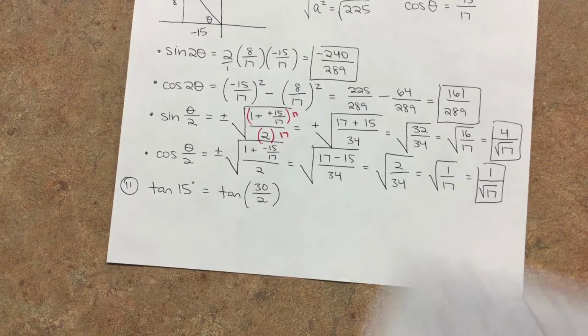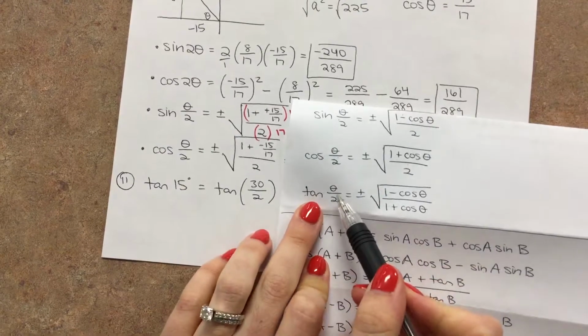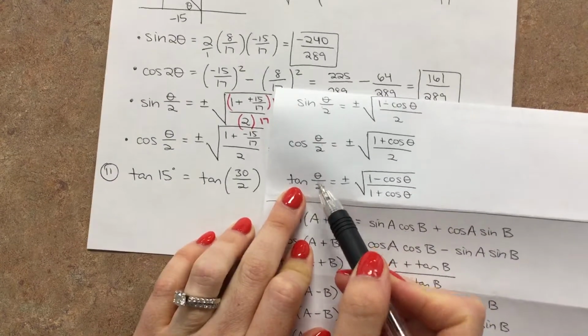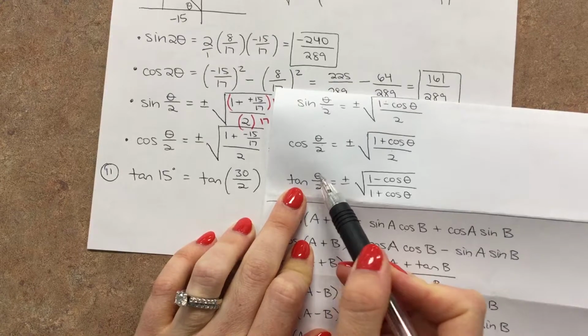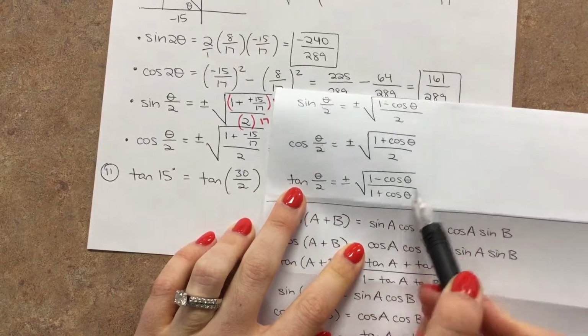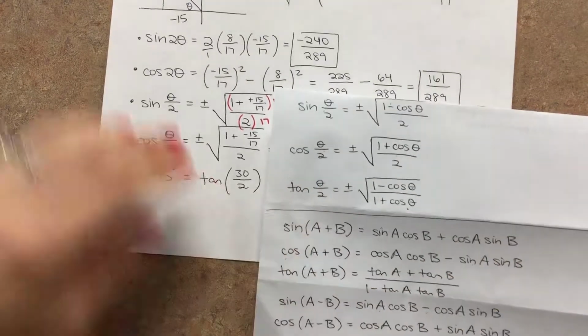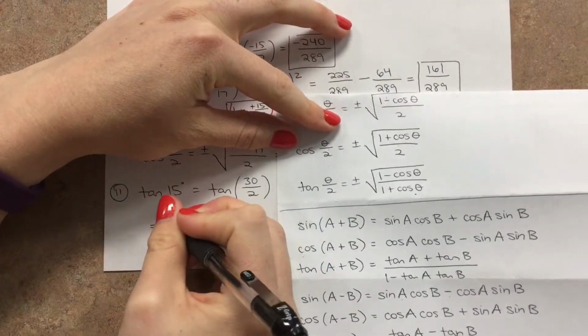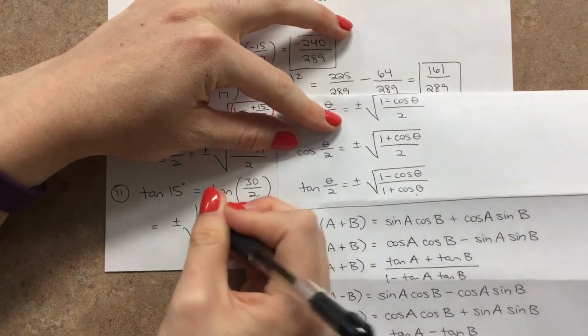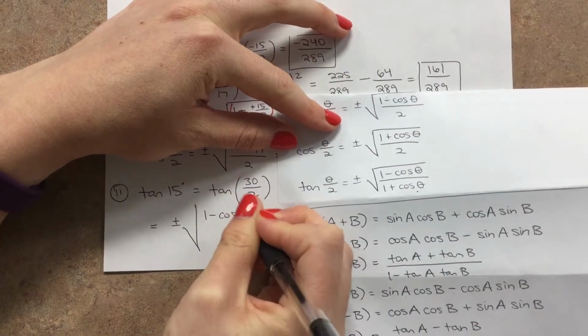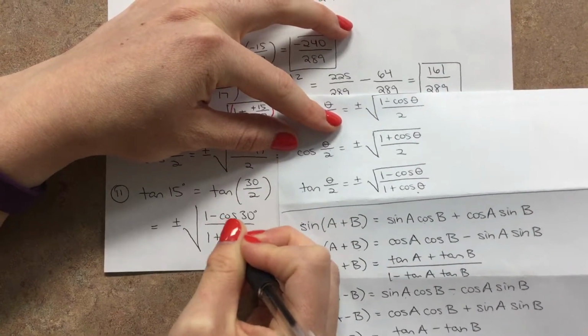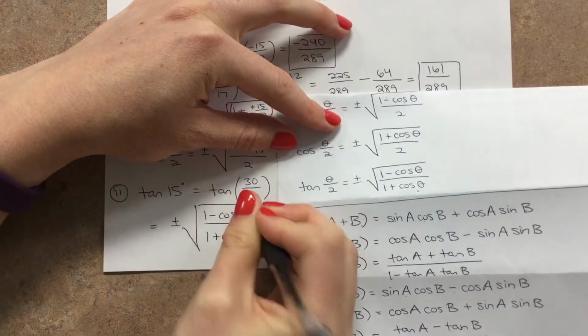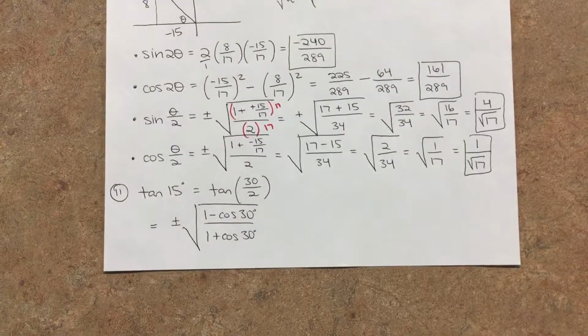So if we look at this formula right here, we've got tangent of half of an angle. So the angle that we want to sub in is 30. So the 30 goes right here, which means the 30 goes right here and right here. Okay, so we copy down that formula. So it becomes plus or minus, big square root, and then we have 1 minus the cosine of 30 over 1 plus the cosine of 30. Okay, how do I figure out what the cosine of 30 is? What's that? Yep, off the circle. Pull them off the circle.